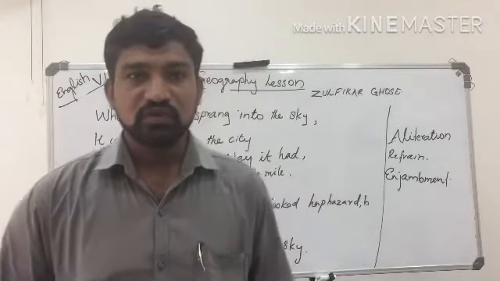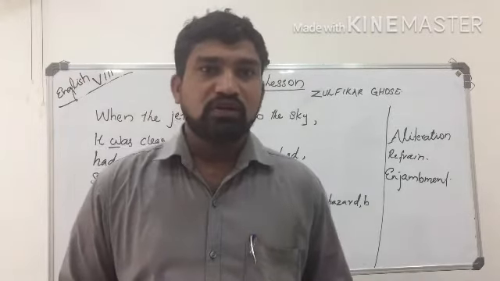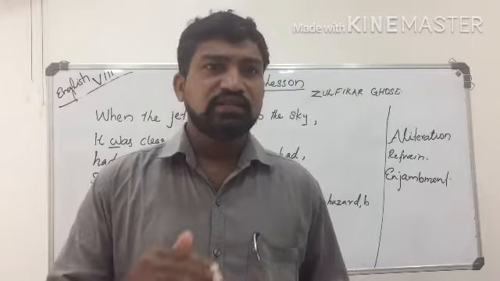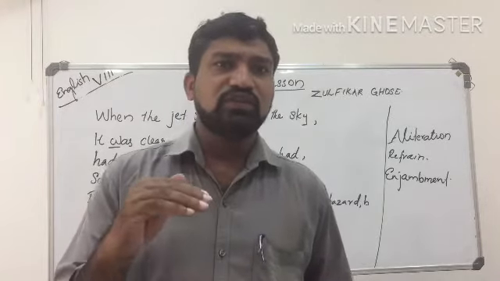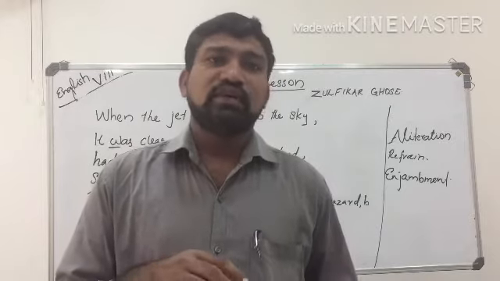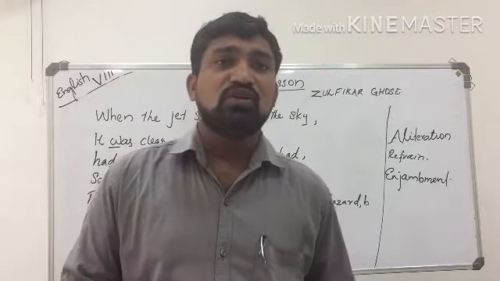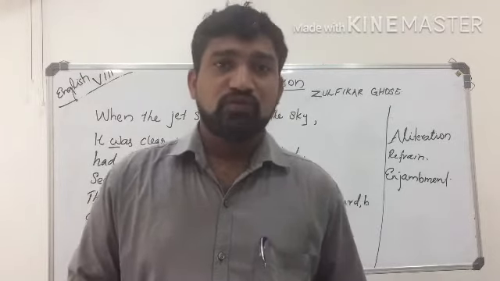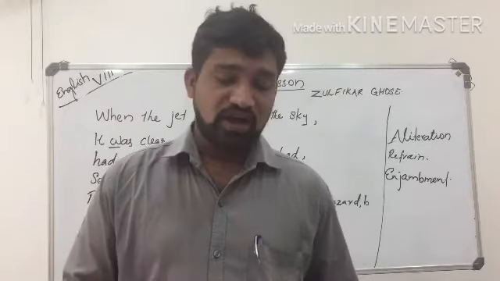Now, the poem is divided into three layers or three heights of the plane, and what the poet can see through the window of the aeroplane from each level of height.